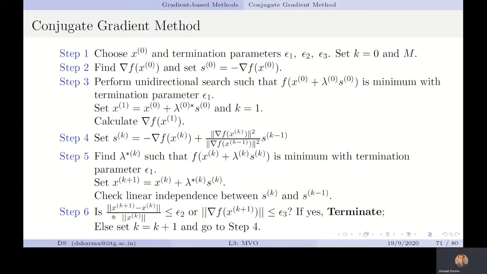In step 6, there are other termination conditions. The first termination condition is with respect to our previous point: if the difference between the new point and the current point is smaller than epsilon 2, we should stop. Or if the gradient of the function at the new point is smaller than epsilon 3, we should terminate. If not, we increase the iteration counter k equal to k plus 1, and we move to step 4, meaning we are going to again find another conjugate direction.